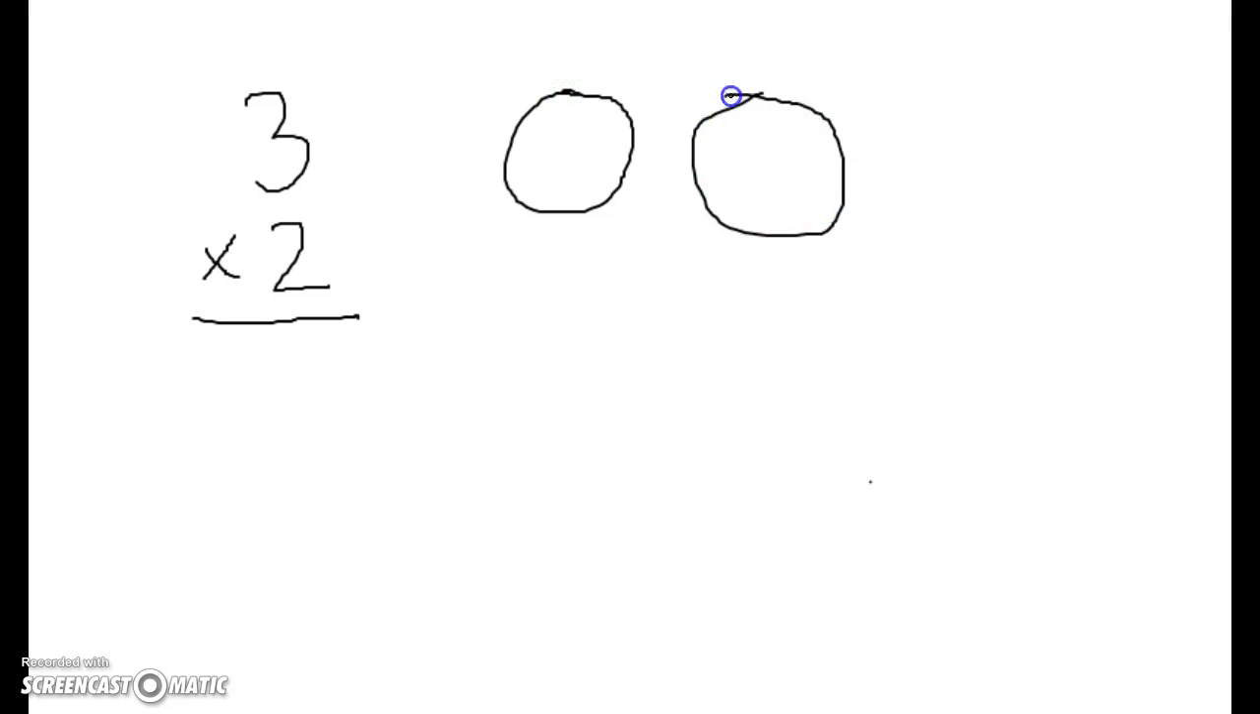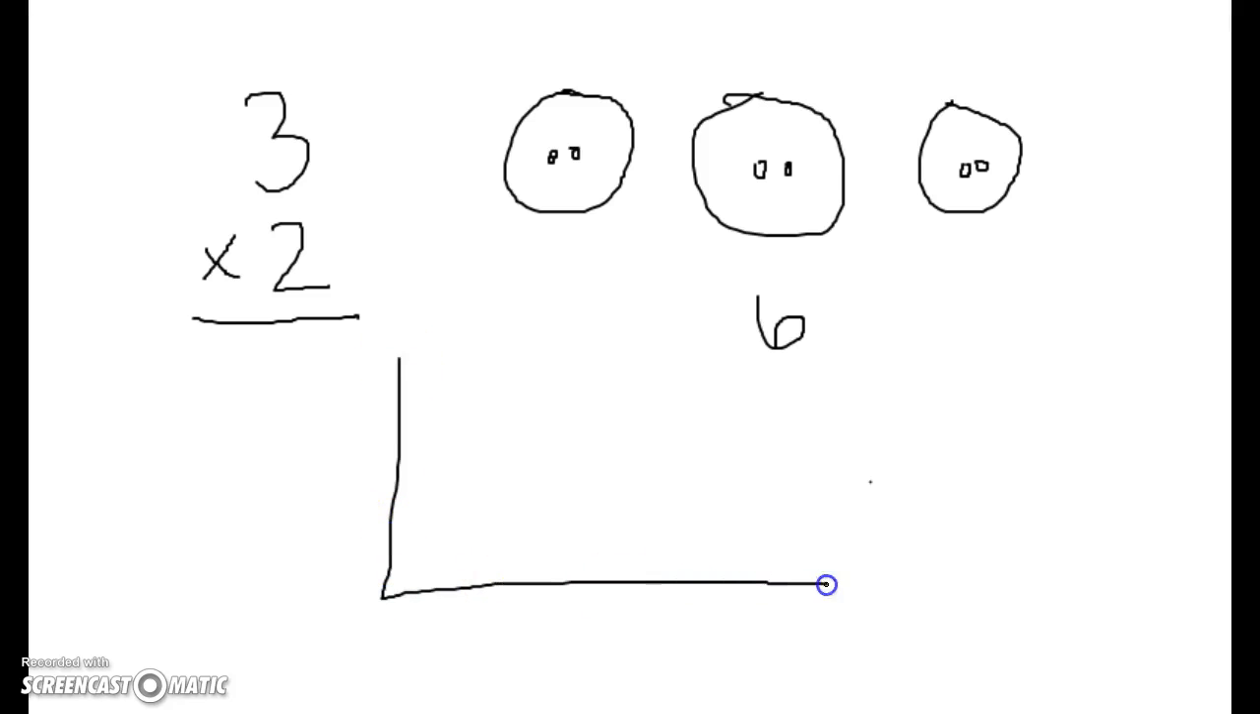That's 3 groups of 2. It's really easy for them to see that 3 groups of 2, or 3 times 2, is 1, 2, 3, 4, 5, 6. Then we'll also draw this problem. Let's get that 6 out of the way.